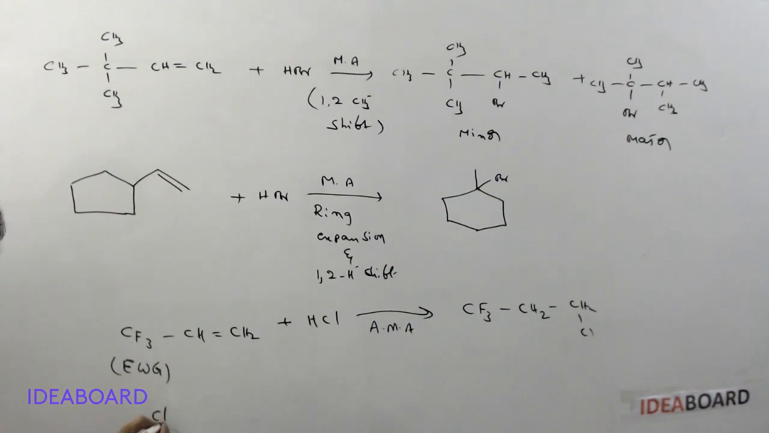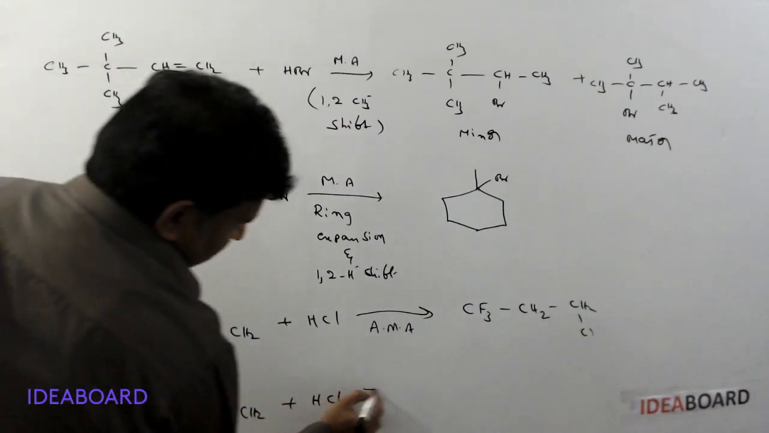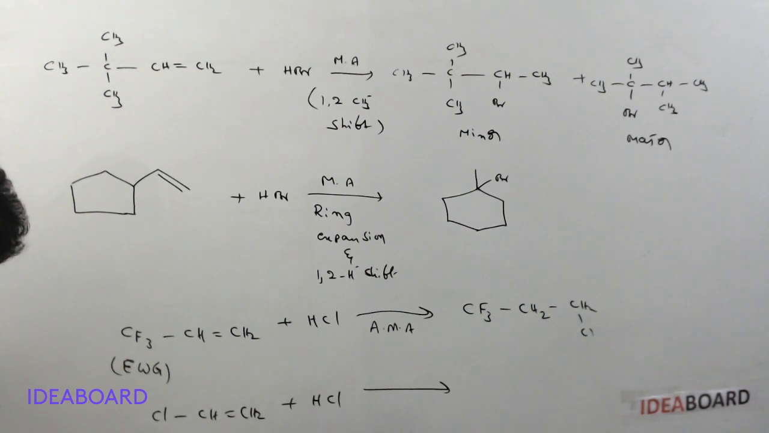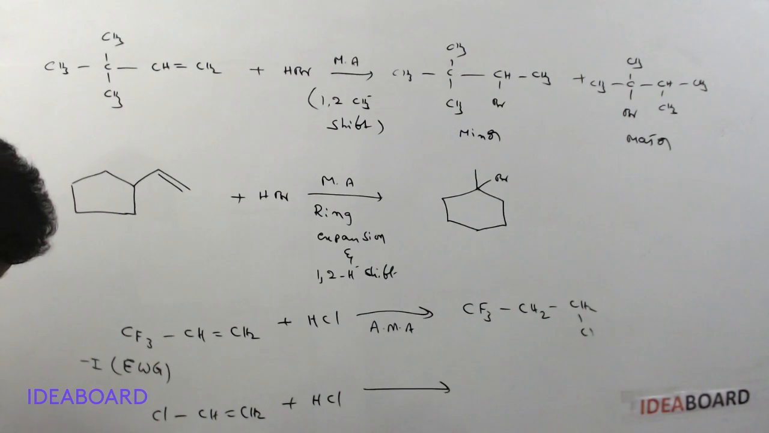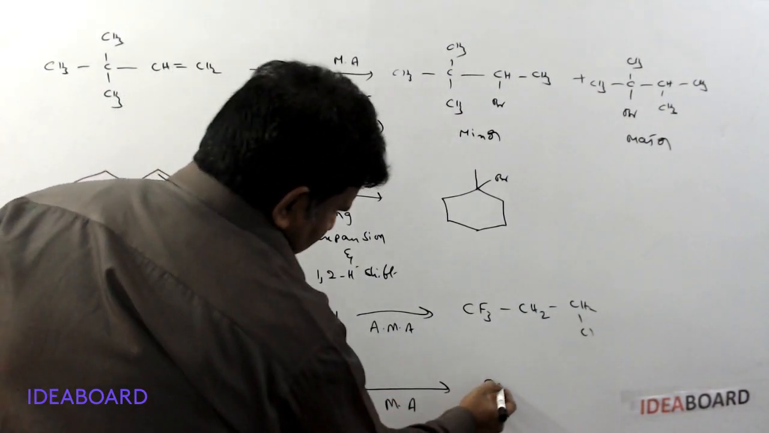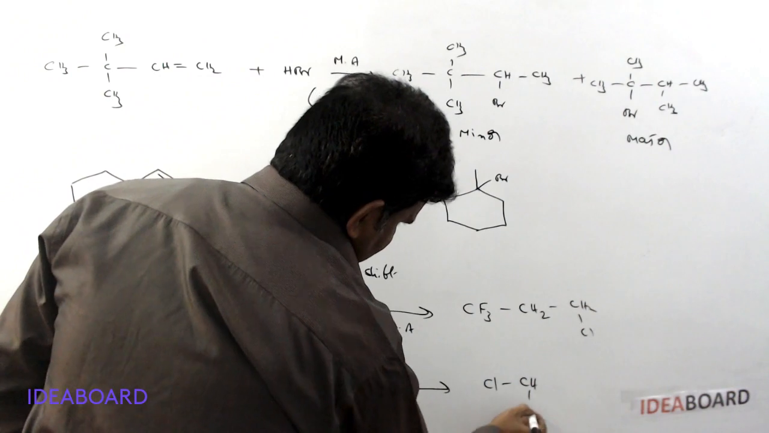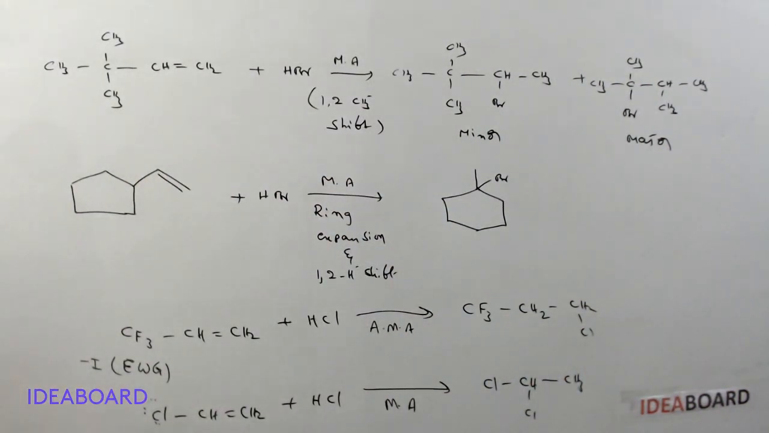And suppose there is Cl and CH double bond CH2 plus HCl. Here Cl is a minus I group and it is a plus M group. Because of its lone pairs, it acts as electron donating, so Markovnikov addition occurs, and we get Cl CH Cl and CH3.